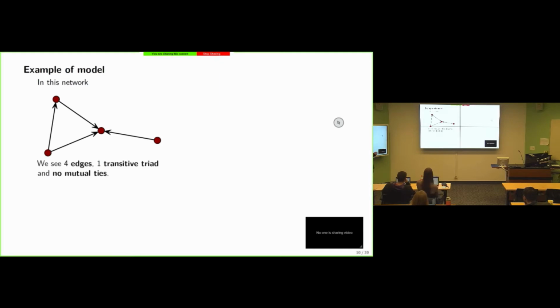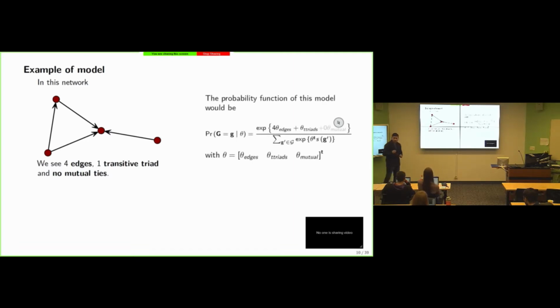For example, in this small network that we observe here, in the case of these particular statistics, we see that this network has 4 ties, 4 edges, 1 transitive triad, and no mutual ties, right? By the way, if I'm going too fast or too slow, just let me know. If anyone has any question, just let me know. This is not a straightforward thing. A lot of times we use all these methods, but we never actually take a look at what's going on under there. So please let me know if you have any questions.